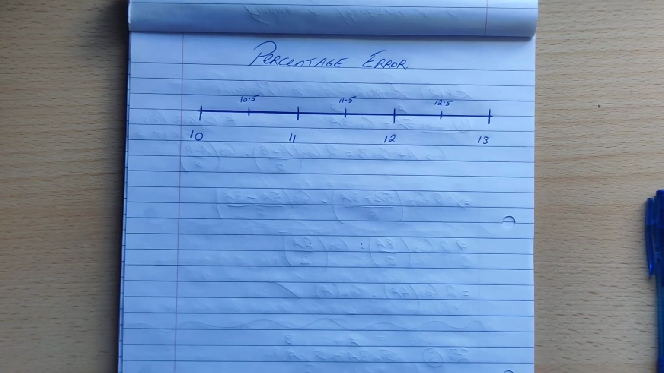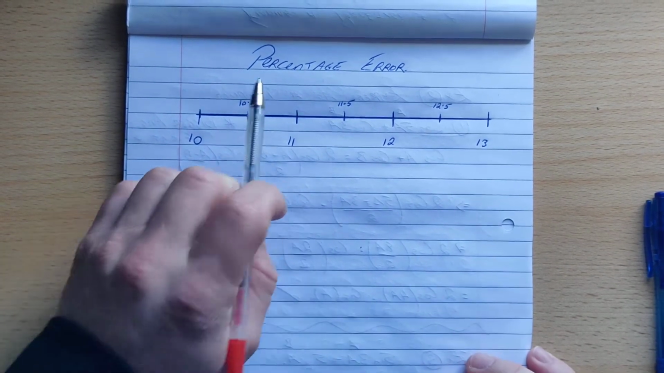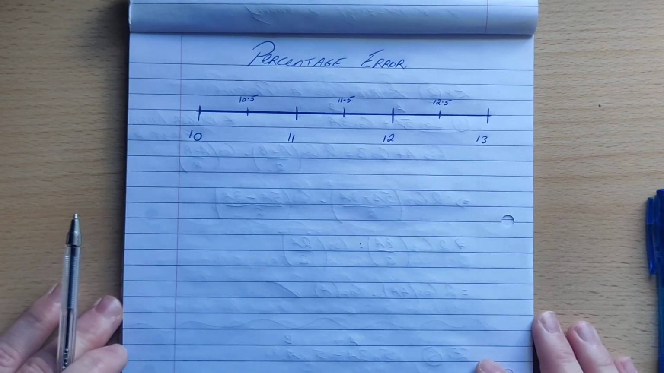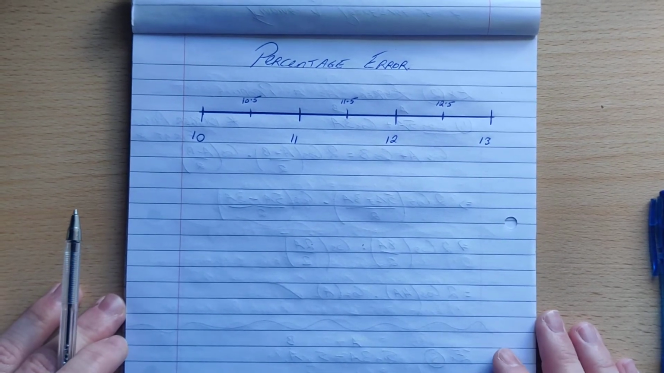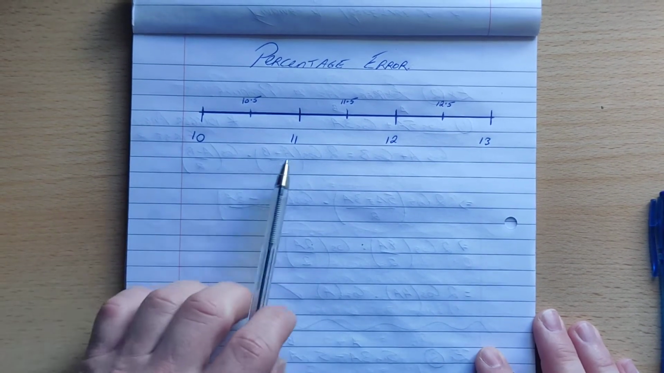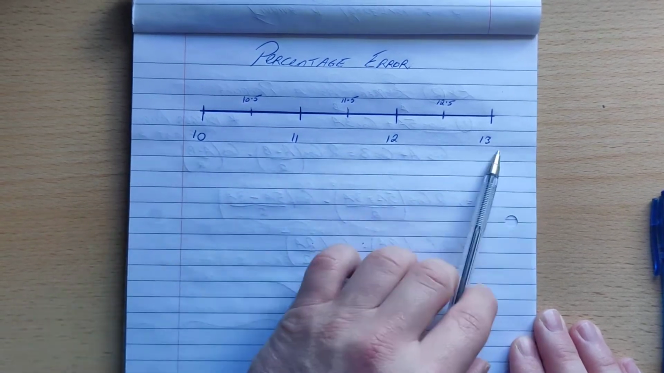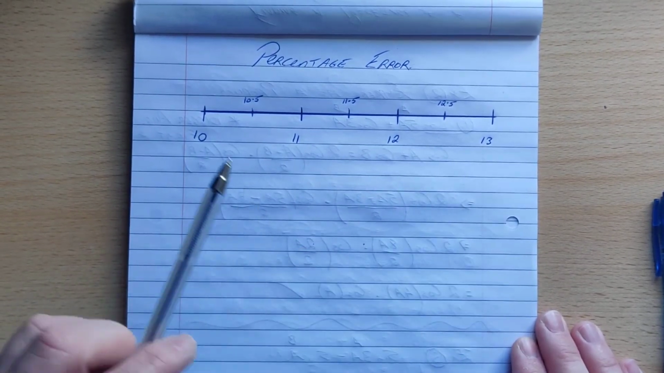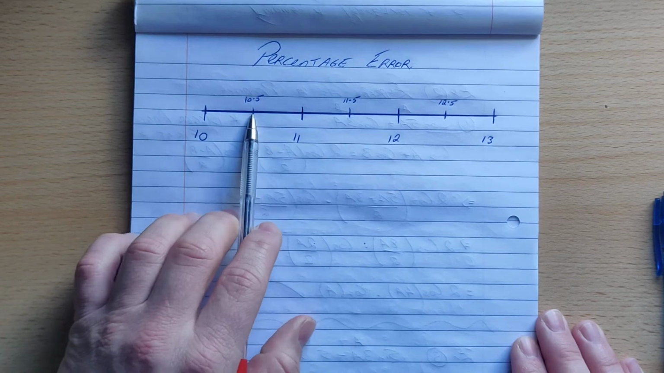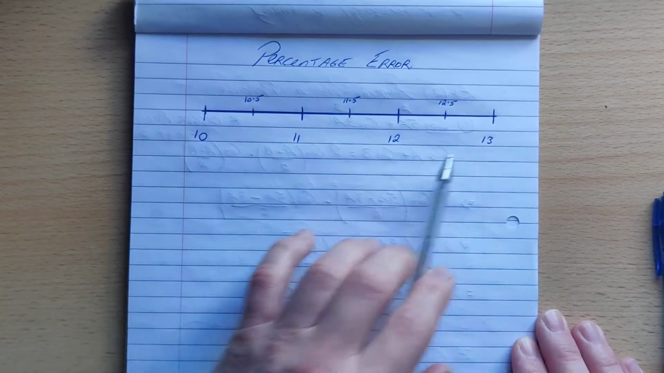Okay, so in this video I'm just going to do a quick rundown on what happens with percentage error and when you're asked to solve problems involving percentage error. So if you look here, I just have a number line drawn out between 10 to 13 and I have the little half marks notched in between in the middle as well.